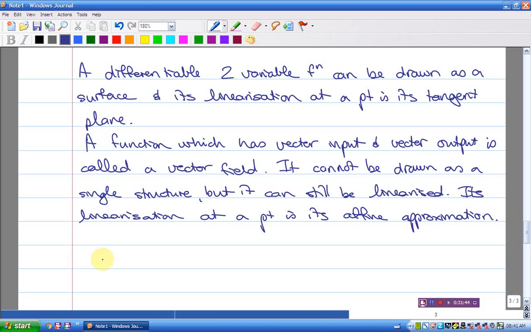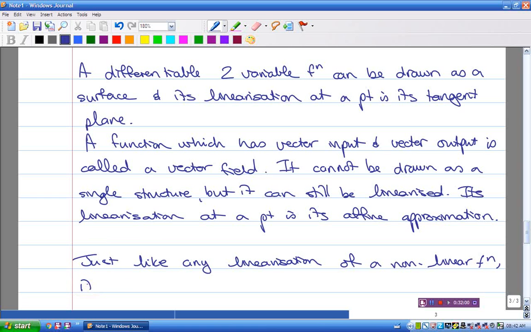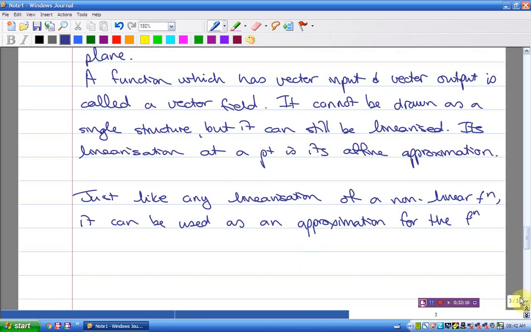Just like any linearization of a nonlinear function, it can be used as an approximation for the function, where the approximation is a good one as long as we don't move too far away from the point.